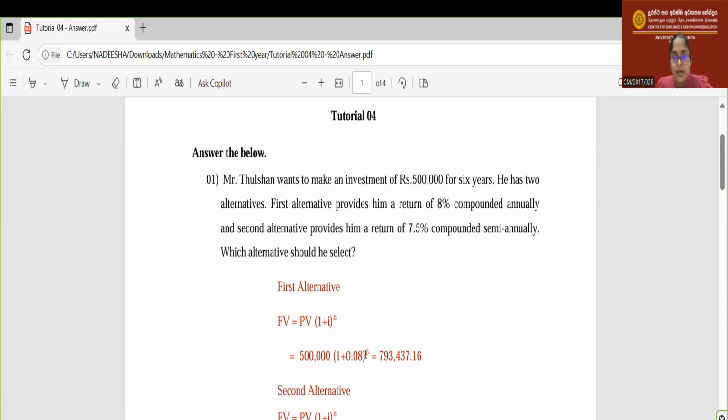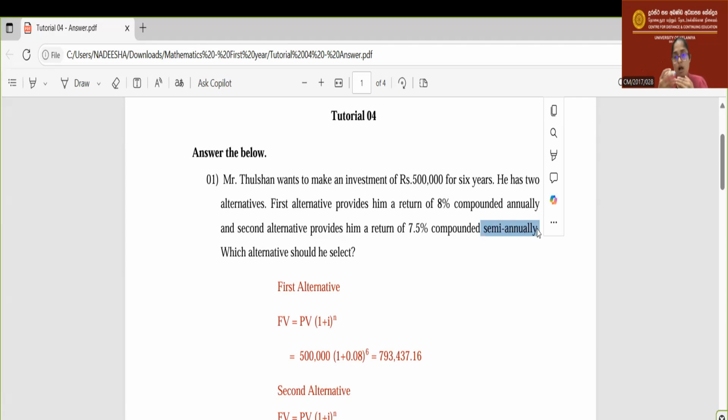Why have I taken 6 years here? There are no adjustments needed, just the 6 years annually. Then this is the answer: 793,473.16. When it comes to the second alternative, it's compounded semi-annually.